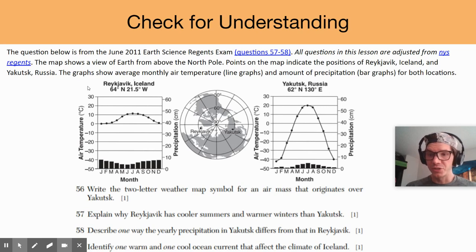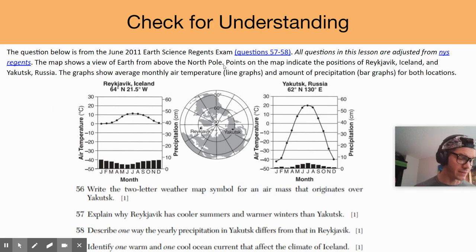I'm going to read the instructions just because there is some information that will come in handy when we're looking at the graphs associated with these 2 cities. It says the question below is from the June 2011 Earth Science Regents exam. All questions in this lesson are adjusted from New York State Regents. The map shows a view of Earth from above the North Pole.